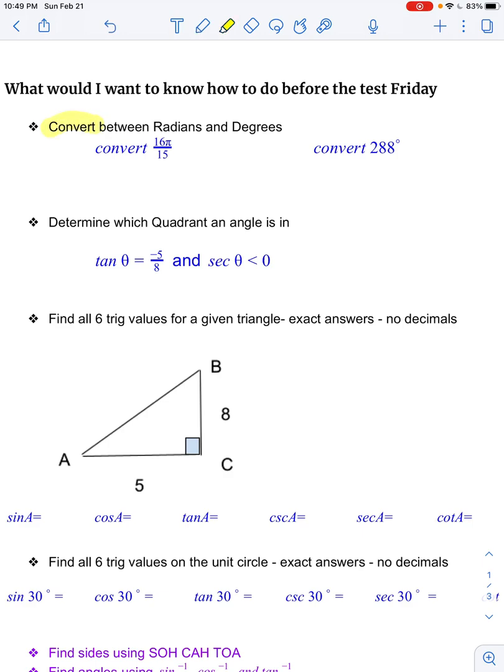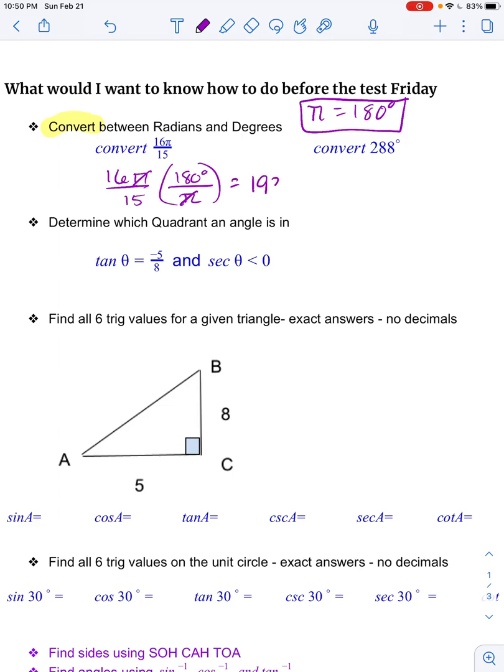The first thing is conversion, keeping in mind that my conversion factor is this. And so I'm going to use that. Here I'm starting with radians. So I have 16 pi over 15. In order to switch to degrees, I need to put the radians part on the bottom and the degree part on the top. Pi's cancel. And I'm just taking my calculator, 16 times 180 divided by 15, and that turns out to be 192 degrees.